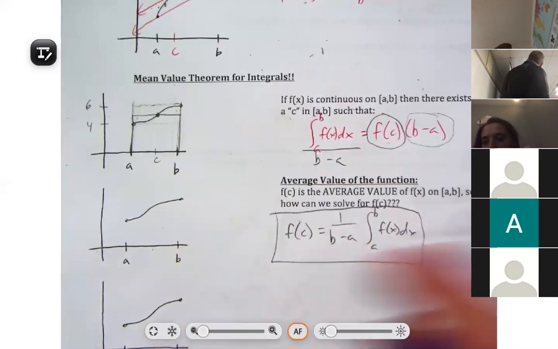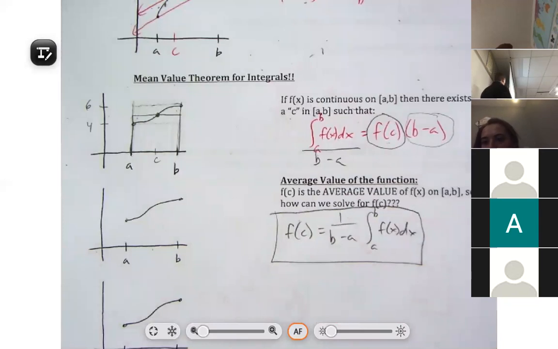You're guaranteed to see an average value question pop up probably at least twice on the AP test, for sure once. There are some things I've taught you that I can't guarantee will show up on your exam. They might not. This is something that will show up 100% at least once, and usually at least twice: finding the average value of a function.